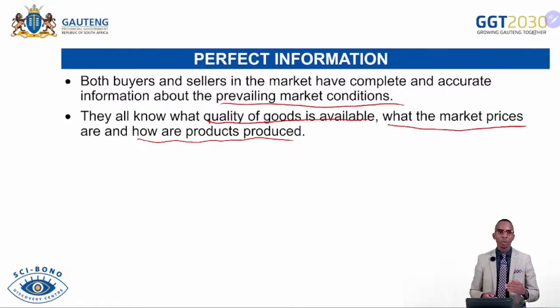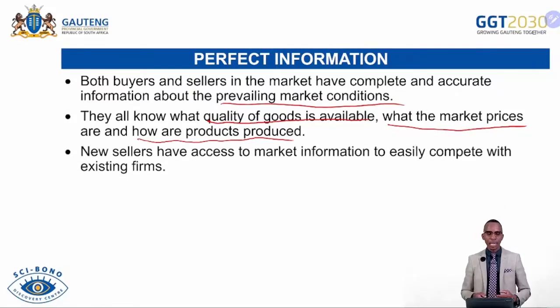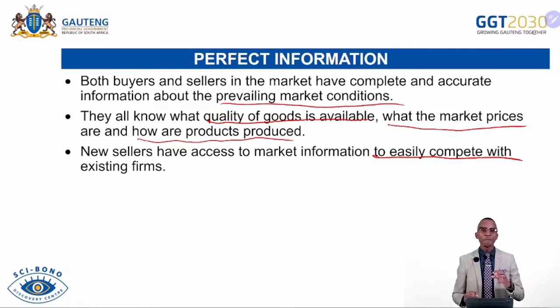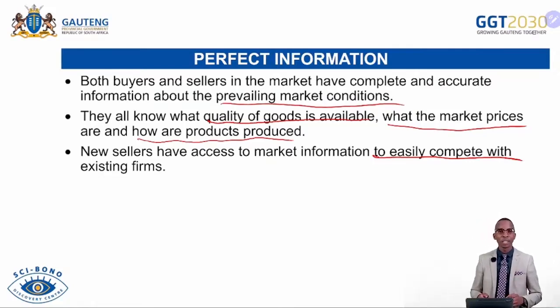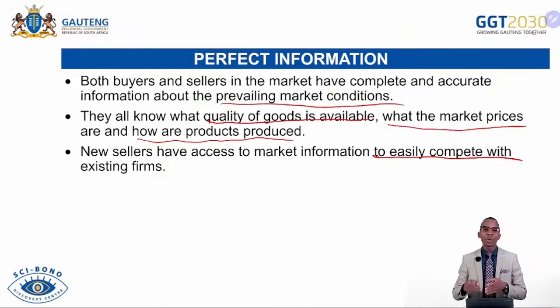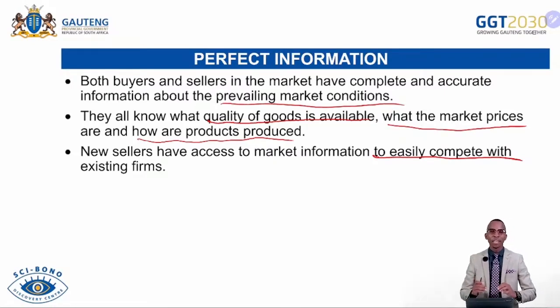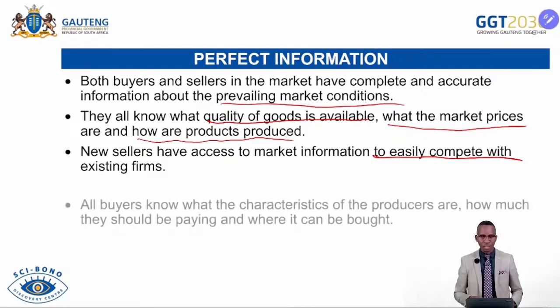This allows consumers not to make wrong decisions as they demand the product. New sellers have access to the market information easily so that they can simply compete with what? With existing firms. And remember, information can become a barrier to entry for the business. So if information is not available, new firms can find it difficult to enter the market because they don't have information about their competitors and about the market condition. But with enough information or perfect information available, new firms can simply enter the market because they know everything about the prevailing market conditions.